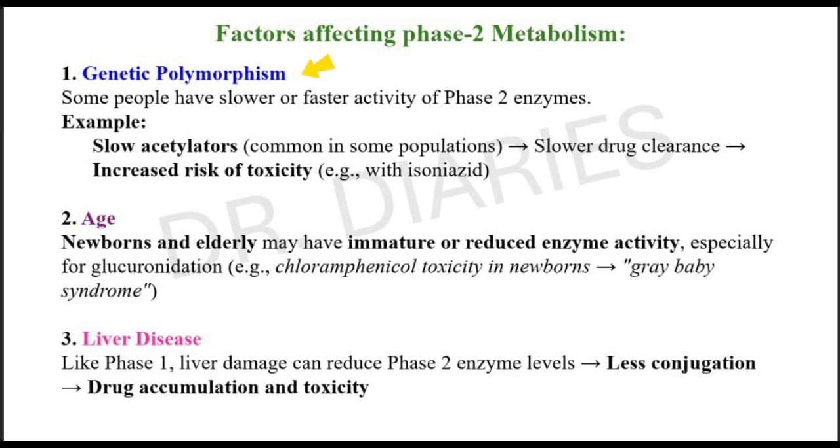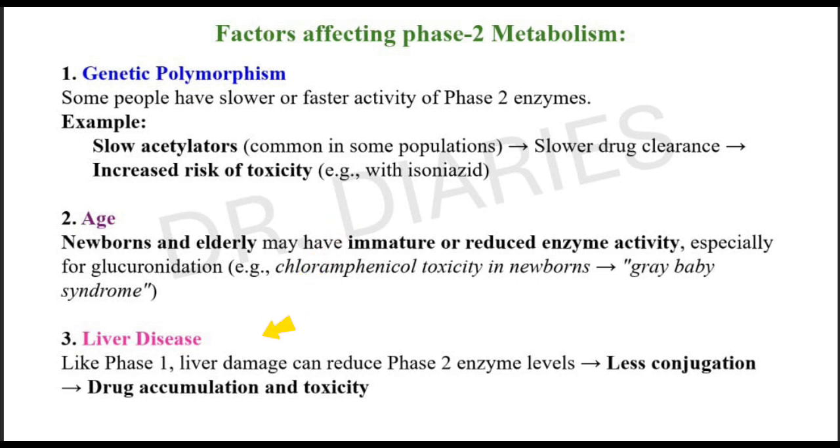Factors affecting phase 2 metabolism: genetic polymorphism. Some people have slower or faster activity of phase 2 enzymes. Example: slow acetylators, common in some populations. Slower drug clearance and increased risk of toxicity, e.g. with isoniazid. Age: newborns and elderly may have immature or reduced enzyme activity, especially for glucuronidation, e.g. chloramphenicol toxicity in newborns, gray baby syndrome.